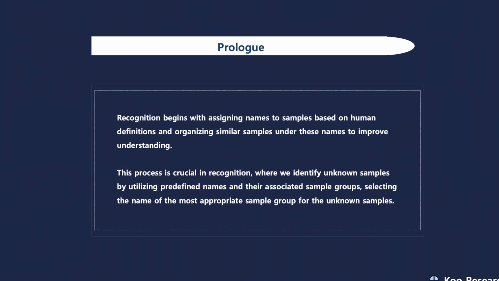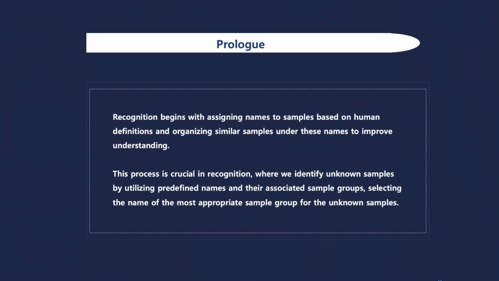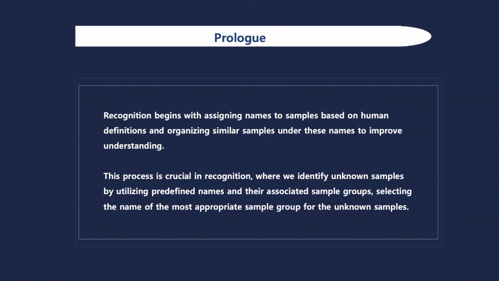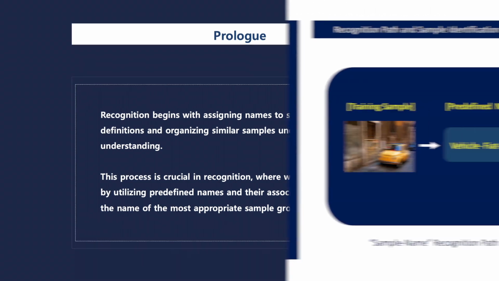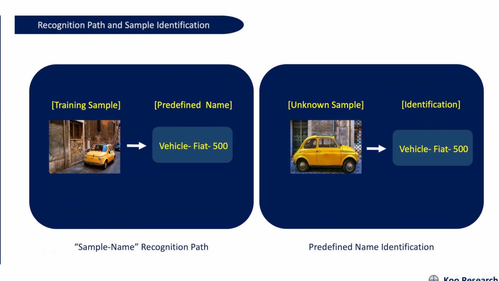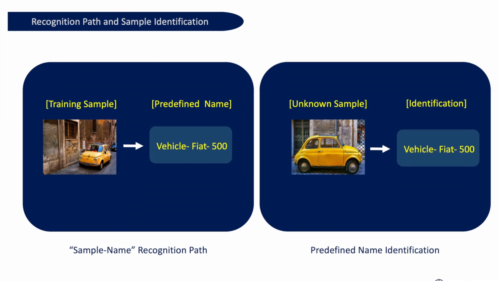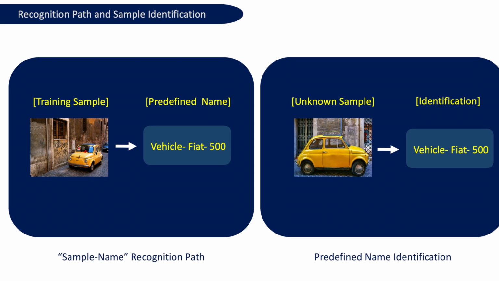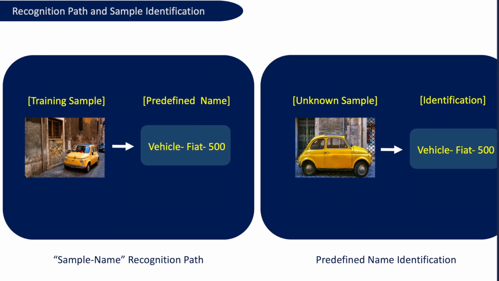Recognition begins with assigning names to samples based on human definitions and organizing similar samples under these names to improve understanding. This process is crucial in recognition, where we identify unknown samples by utilizing predefined names and their associated sample groups, selecting the name of the most appropriate sample group for the unknown samples.